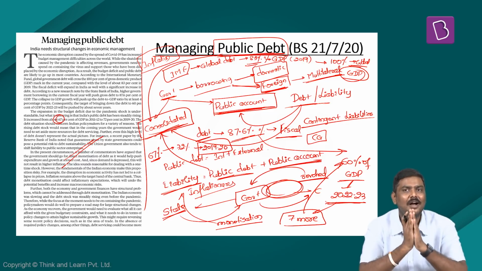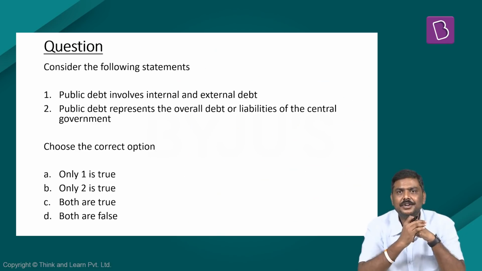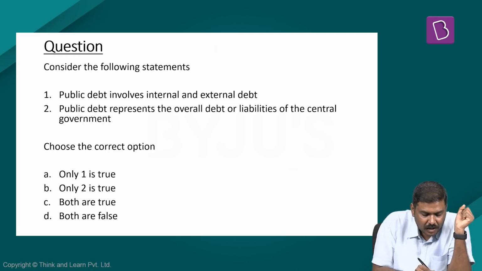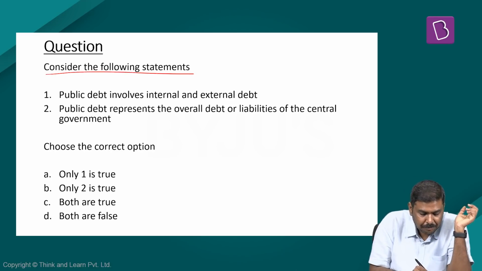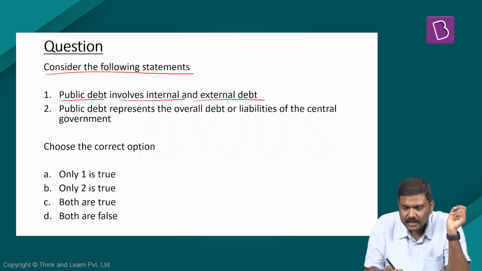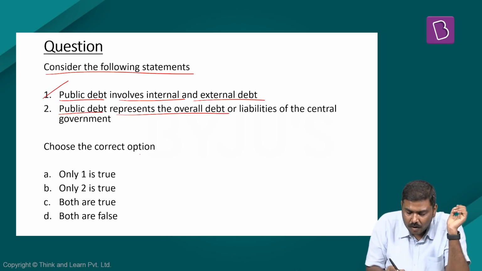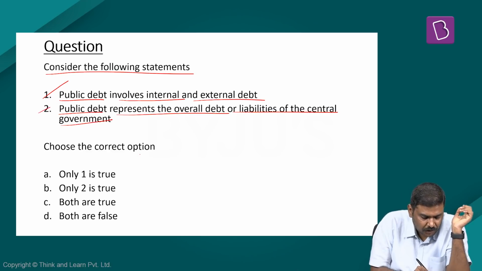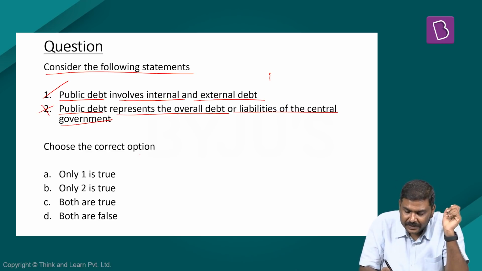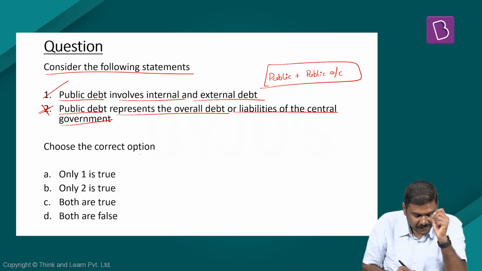Now based on this discussion, let's discuss a question here. Consider the following statements. Public debt involves internal as well as external debt. Correct statement. Public debt represents the overall debt or liability of the central government. No. Apart from the public debt, there is also liability in the form of a public account. So the second statement is wrong. Right option will be.